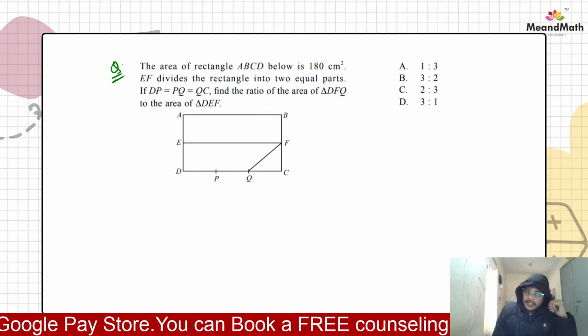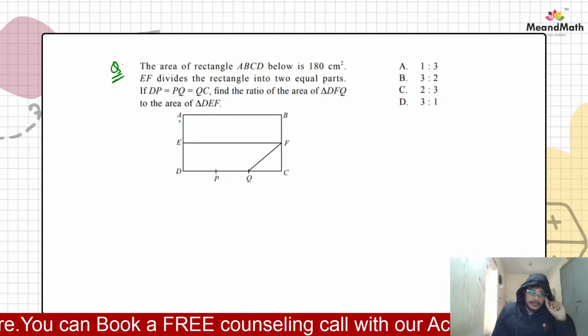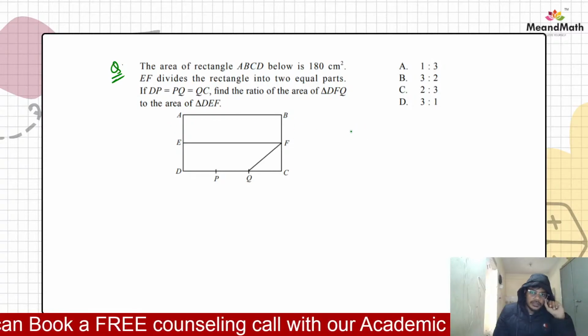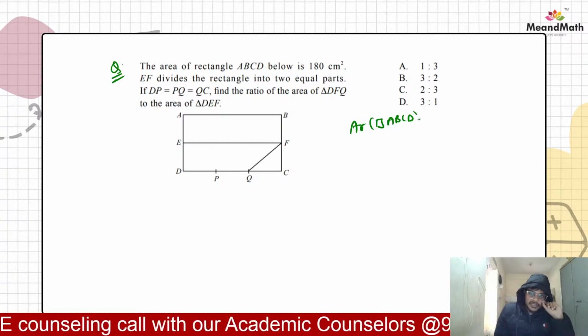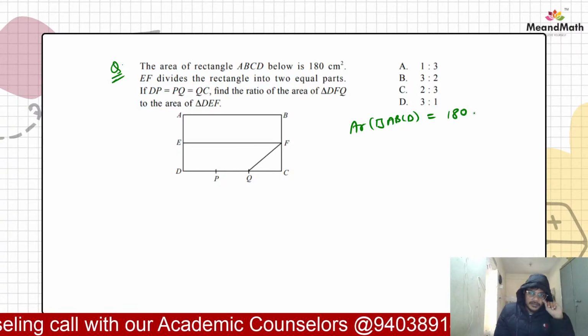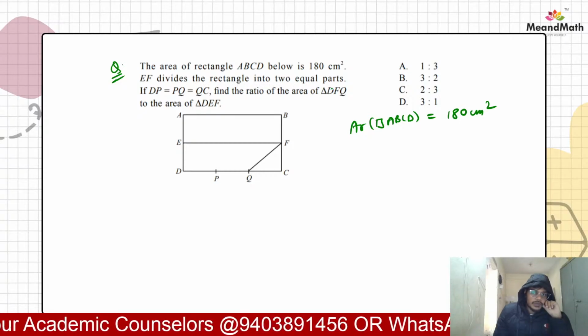The area of the rectangle ABCD below is 180 centimeters square. That means the area of this rectangle, let me write, area of rectangle ABCD is 180 centimeters square. EF divides the rectangle into two equal parts.